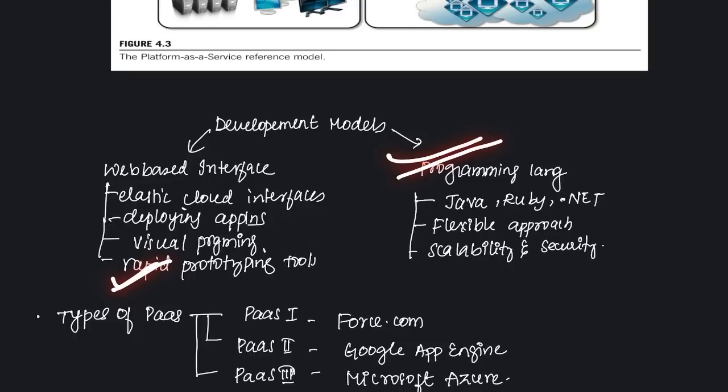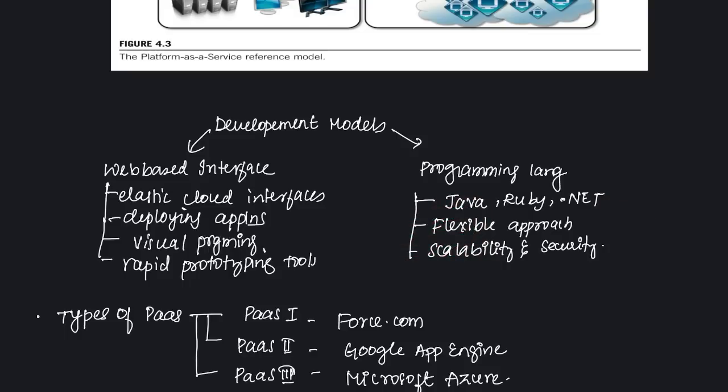Next one we have is the programming languages. Some platforms may have a flexible approach, so developers can make use of popular languages like Java, Ruby, .NET and all. Moreover, this will provide a flexible approach, and in terms of scalability and security, it is very efficient.